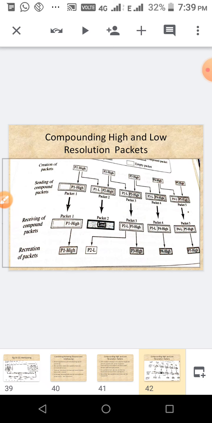The thing is, if we lose the final packet, we can't get it. See here, if packet 5 is lost, its low resolution is not available. That means we can neglect it, because in multimedia transmission small errors and low resolutions are acceptable, no? So this is the concept of forward error correction. Okay, thank you students.